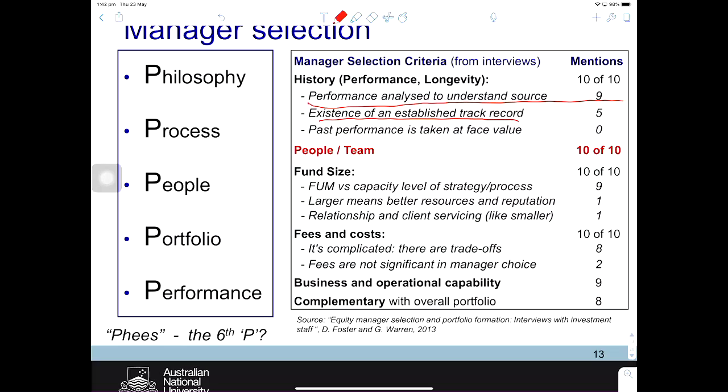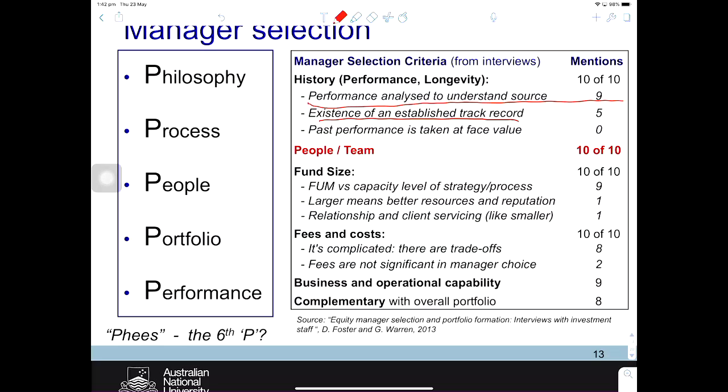So the track record is not simply just the latest few quarters' performance. It is how long they have been in the industry and their performance over the past several years and with different funds, and how well they have established themselves in the industry.